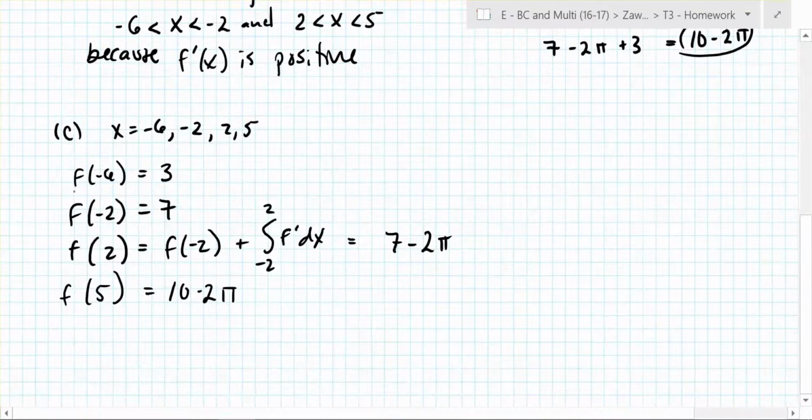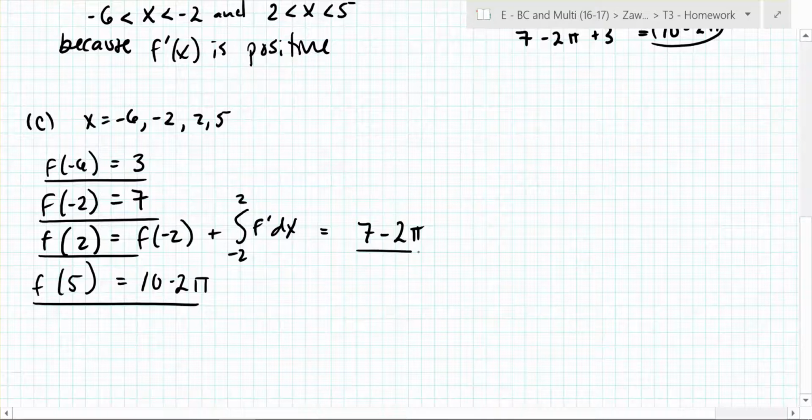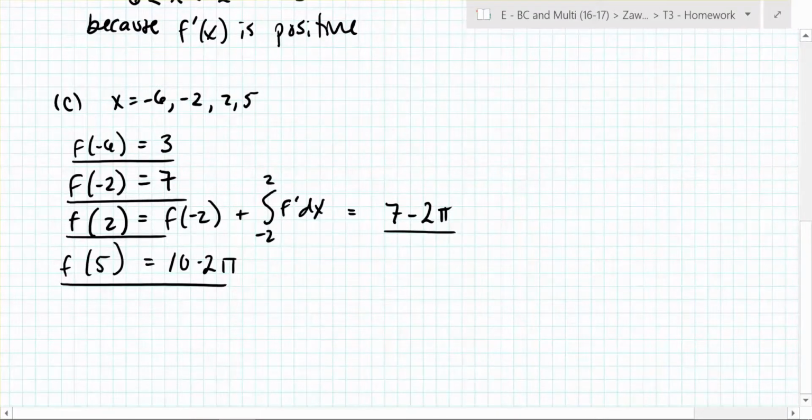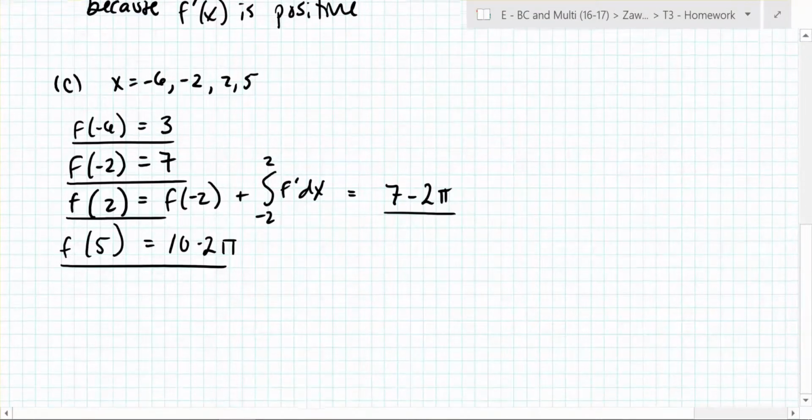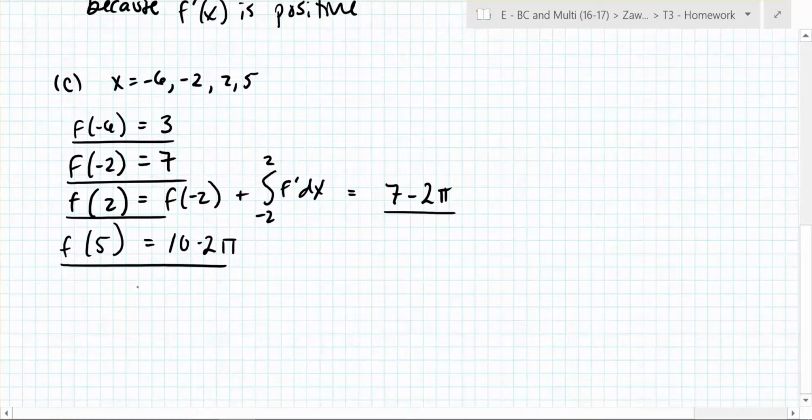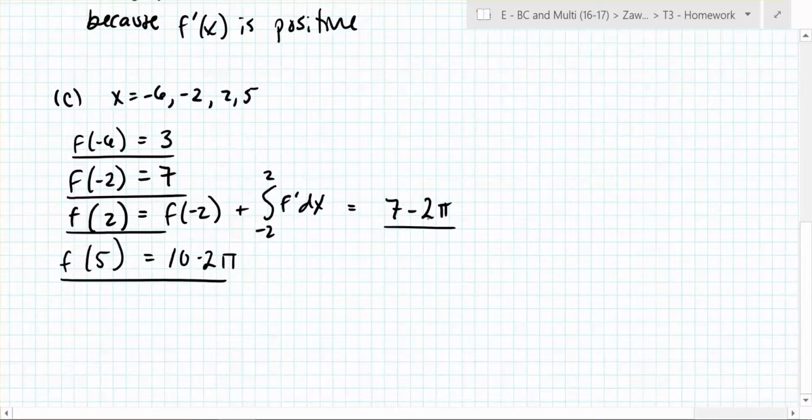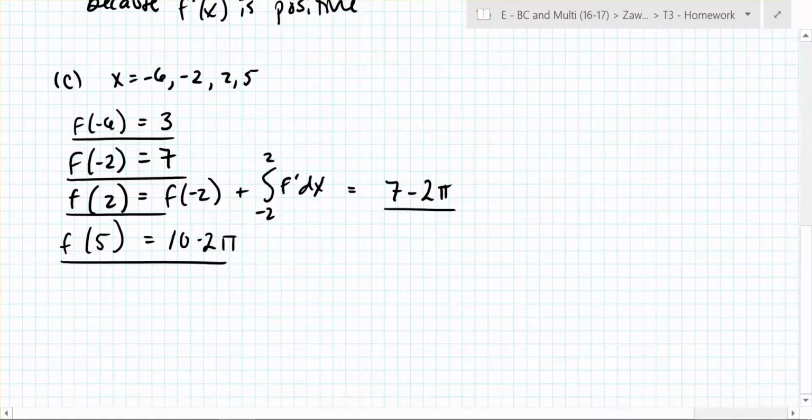So now, since we tested all of these values, we can justify what our minimum value is going to be. If we look at all these values, we get 3, 7, 7 minus 2 pi, and 10 minus 2 pi. So you can rule out 7 and 10 minus 2 pi because those are obviously greater than the other two. And 2 pi is somewhere around 6, so 7 minus 6 is going to give us a value somewhere around 1. So you can tell that that's clearly going to be less than 3. So our absolute minimum is going to occur at x equals 2.